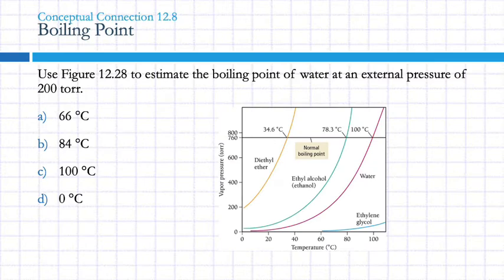This says use this figure to estimate the boiling point of water at an external pressure of 200 torr. So here's the vapor pressure. We want to find the temperature at which the vapor pressure is equal to atmospheric pressure, which here the external pressure is 200 torr. So at 200 torr, where does this cross the line for water? Well, about right there.